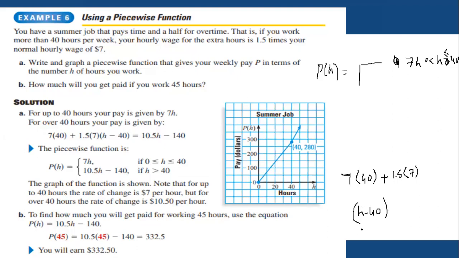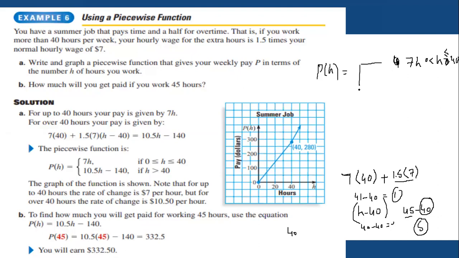This factor is important because if you work for 40 hours, 40 minus 40 equals 0, then this total function will be 0. It means that you don't have extra hours. But if you work for 41 hours, 41 minus 40 means 1, so you multiply 1 with this one: 7 multiplied with 1.5 multiplied with the extra working hours. If you work for 45 hours, 45 minus 40 means 5, so you work for 5 extra hours.